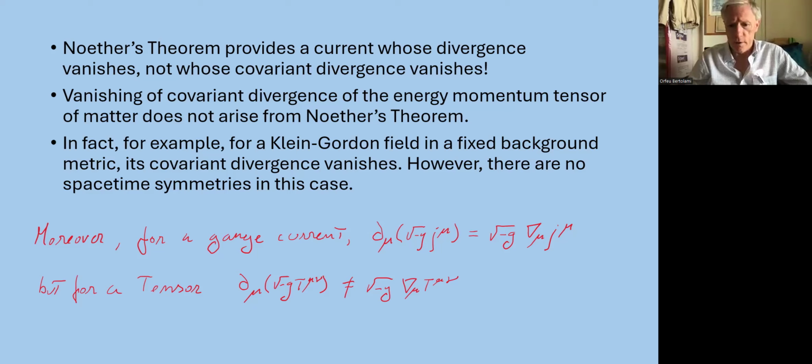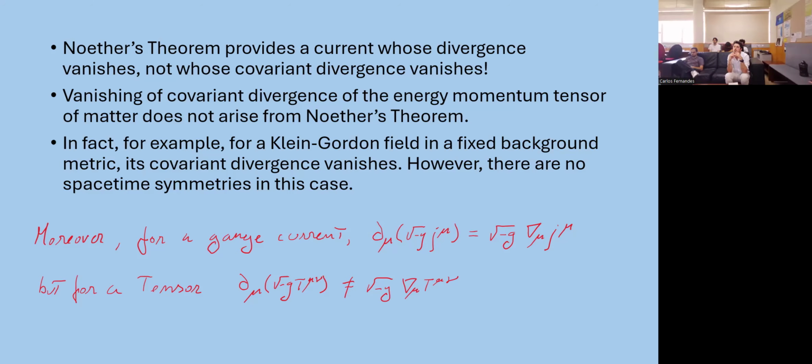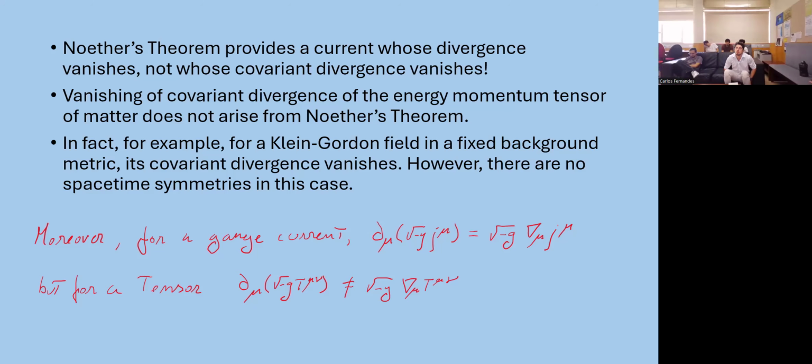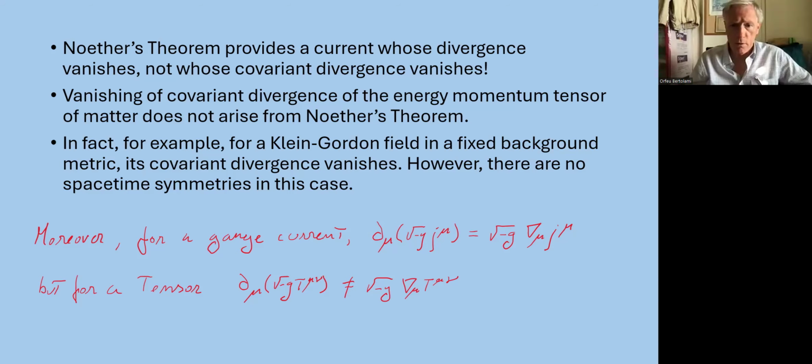Well, the first equality is true if the connection is Levi-Civita, right? So that means that the derivative of this, the square root of minus g times the current, can be written as the covariant derivative of the square root of minus g times the current, and you can pull out the square root of minus g because its covariant derivative is 0 in the Levi-Civita connection, which is the so-called divergence theorem. It's a mathematical identity.